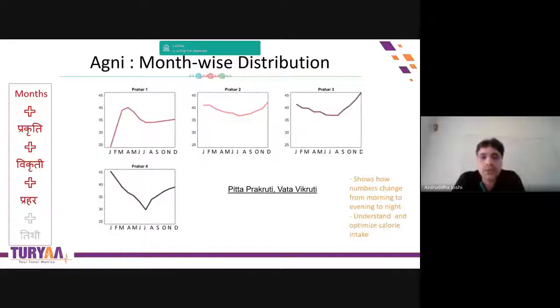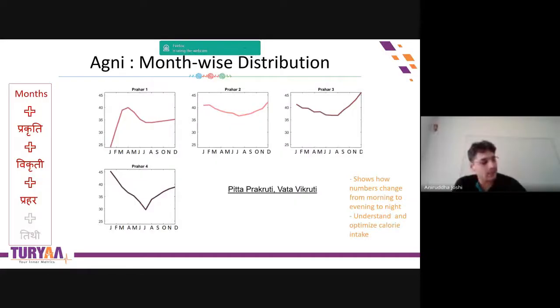Going further, these are 4 Prahar data. Previously I was talking about 25,000 data, out of which maybe Pitta Vata could be around 3,000 data. Those data are now split into 4 graphs: Prahar 1 is morning 6 to 10, Prahar 2 is 10 to 2 in the afternoon, Prahar 3 is 2 to 6, and Prahar 4 is 6 to 10 at night. I do not have the night data, so I'm not showing any results there.